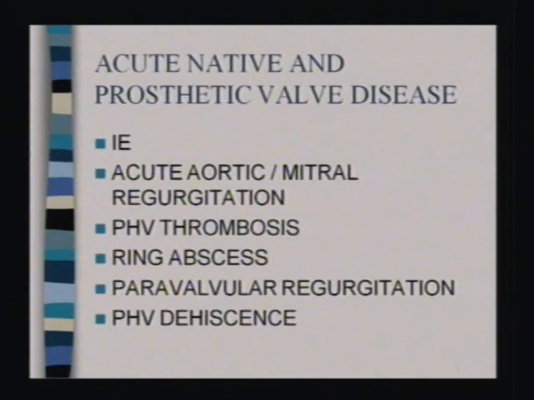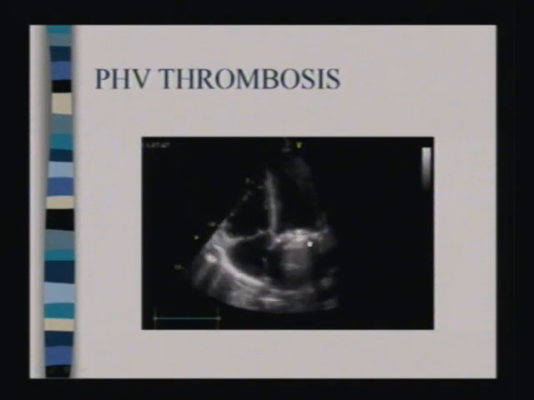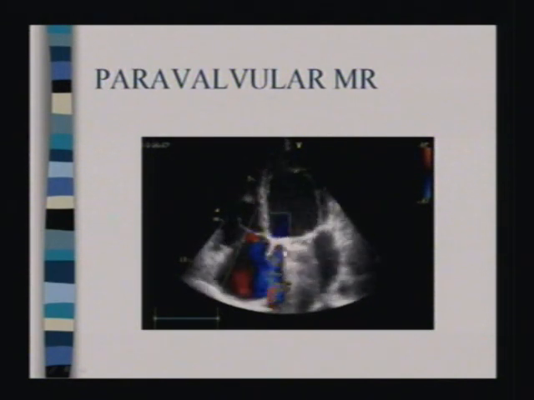In acute native and prosthetic valve disease, patients can come to you and you have to look for infective endocarditis, acute aortic or mitral regurgitation, prosthetic heart valve thrombosis, ring abscess, paravalvular regurgitation and dehiscence of the prosthetic heart valve. Here there is a patient with a mitral prosthetic heart valve, and you can see the thrombus on the valve. This is a paravalvular MR which you can see.